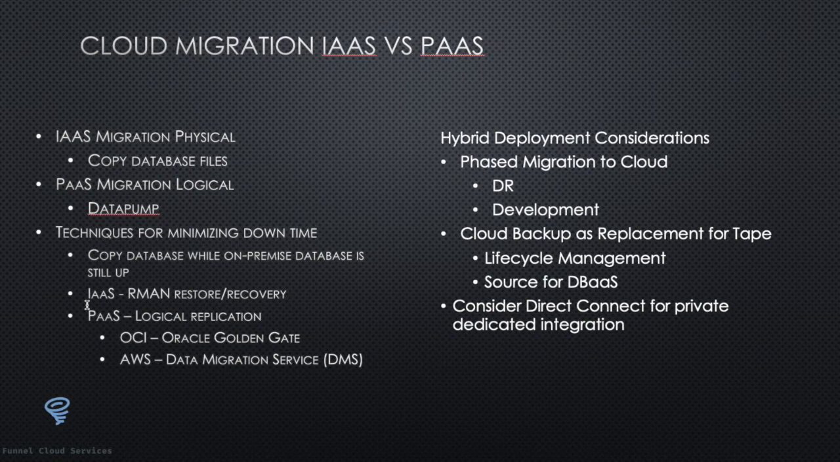Here we're going to talk about some of the migration techniques and some of the nuances between IaaS and PaaS. Again, with IaaS you can copy the files over because you have root access and OS access, so you can copy the database up to it. Whereas with a PaaS offering, you're more tied to a logical copy or a Data Pump import. When you're moving a large database up to the cloud, like any database migration, the ideal situation is to limit your outage by copying the files up ahead of time while the on-prem system is still up and running.